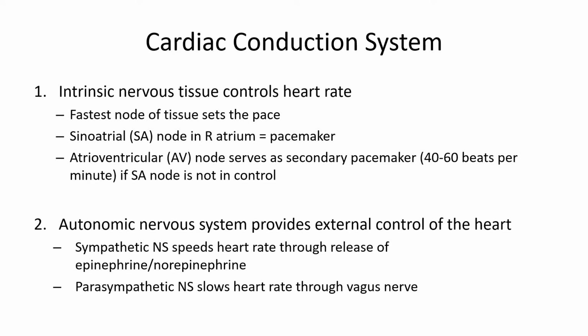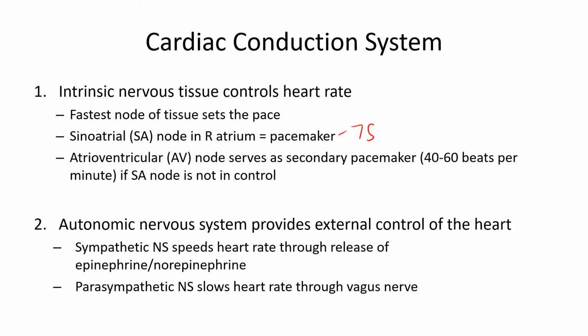And so for most people, the pacemaker is in the right atrium in a node of nervous tissue called the sinoatrial node, or SA node for short. There is a number 2 in charge, and that comes from the atrioventricular node, or AV node, and it serves as a secondary pacemaker. So notice that the pacemaker in the AV space is about 40 to 60 beats per minute. That's much slower than the normal pace set by our pacemaker in the SA node, which is 75 beats per minute.